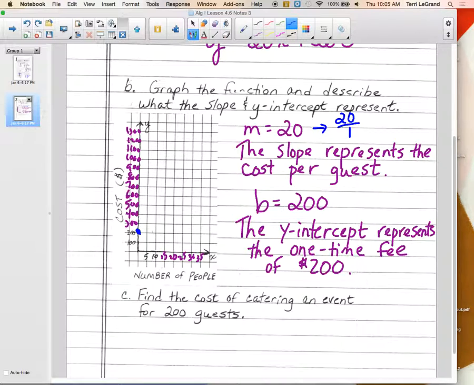20 over 1. Does that mean we need to go up 20 grid lines and over 1? No, because the grid lines are not going by ones. So what we need to do is rename 20 as a multiple of what the y's go by. What do the y's go by? 100. So we need to rename 20 as a multiple of 100. So what could we do to 20 over 1 to rename it? Judd? Times 5. Multiply by 5.